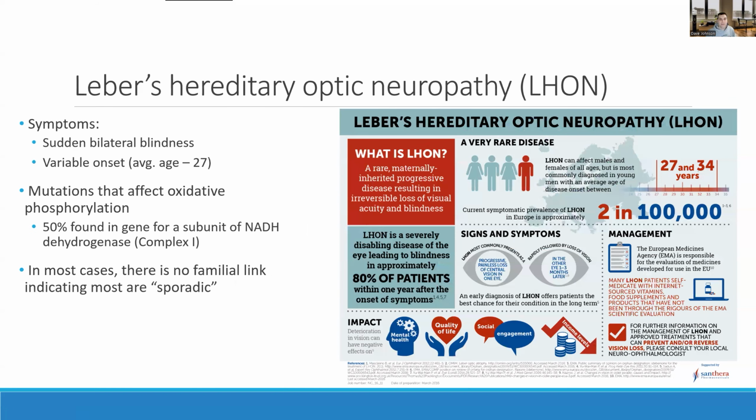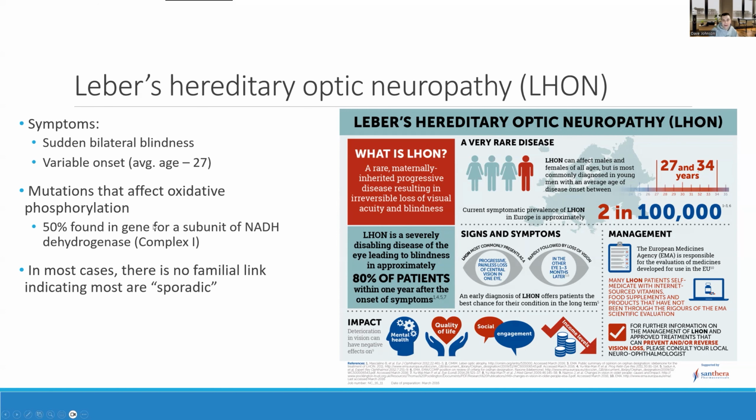Another example of this is called LHON, so Leber's hereditary optic neuropathy. It's a very rare disease. It predominantly shows up in people between the ages of 27 and 34, and it leads to blindness typically within a year of symptoms appearing in about 80% of patients. So it happens dramatically, okay?